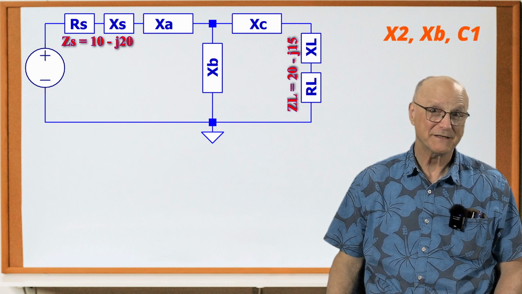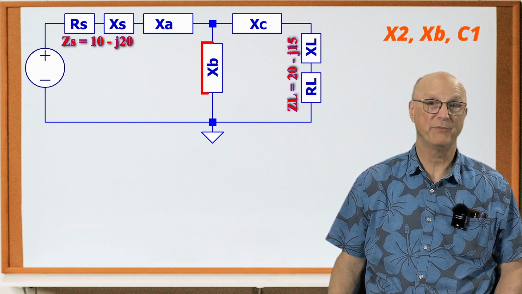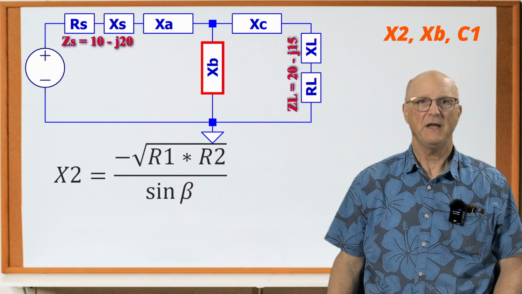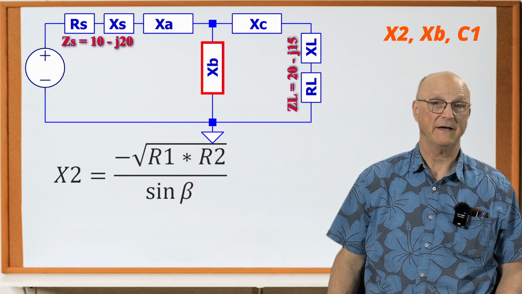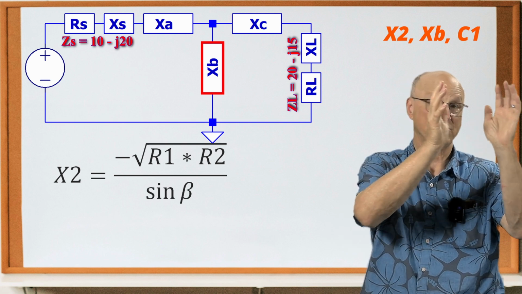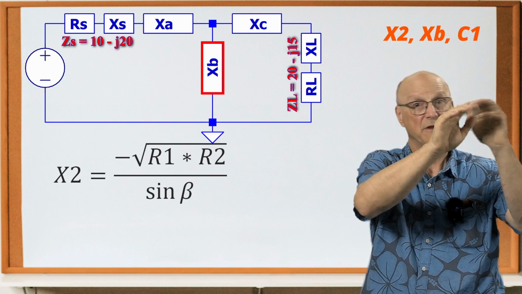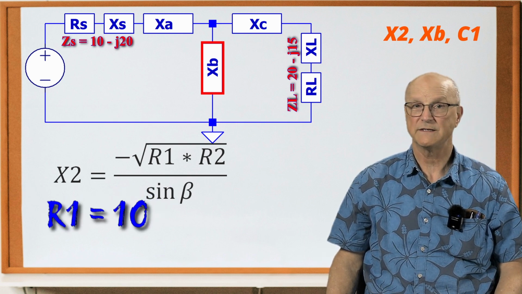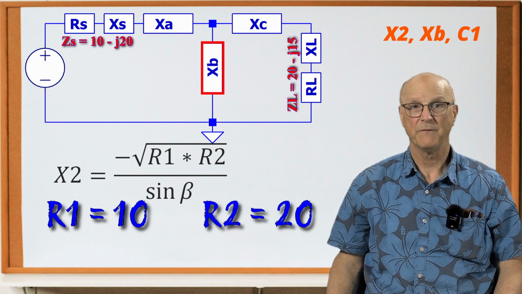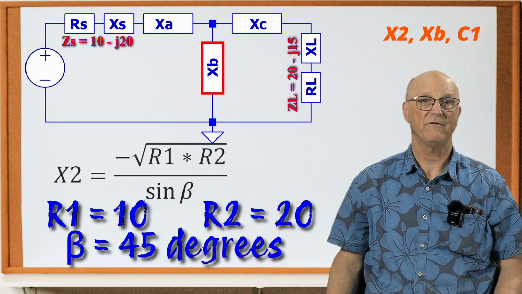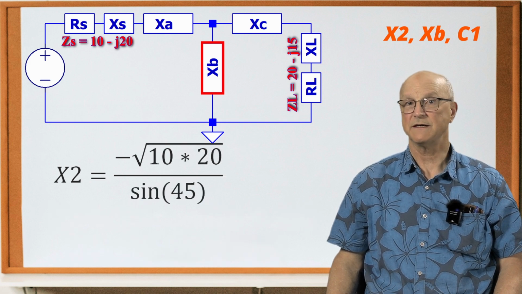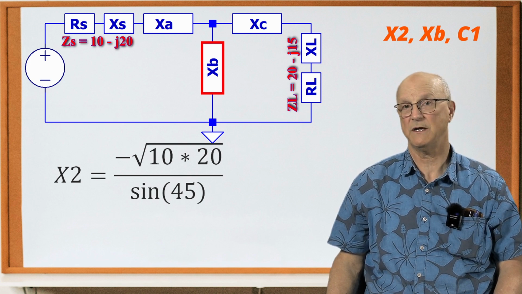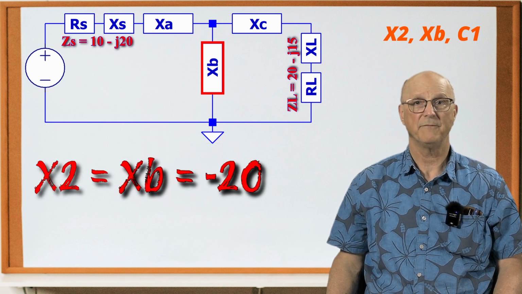Now, on to our next component. Well, the good news is that X2 is also XB, the parallel component in the middle of the T configuration. And here is the equation for X2. X2 is equal to negative the square root of R1 times R2 divided by the sine of the phase angle beta. And we know the value of R1 is 10 and R2 is 20, and our phase angle beta is 45 degrees, which gives us this. And when I calculate this out, the value of X2 and thus XB comes out to be a negative 20.